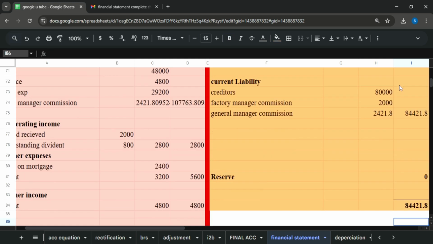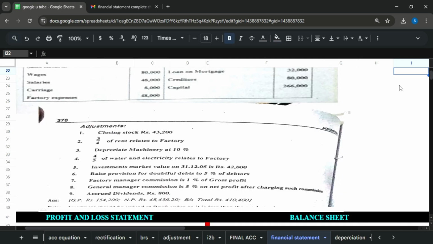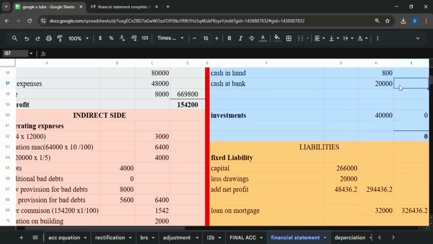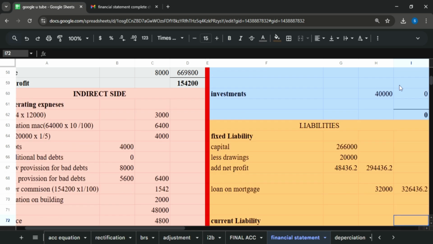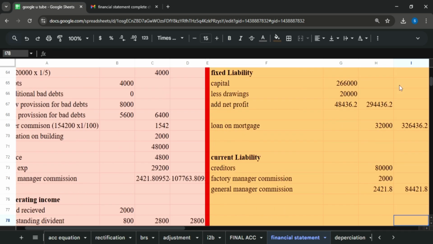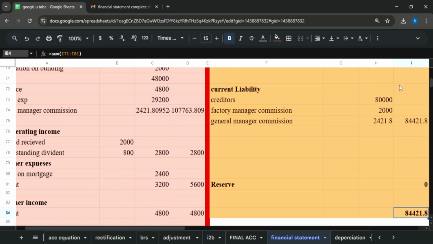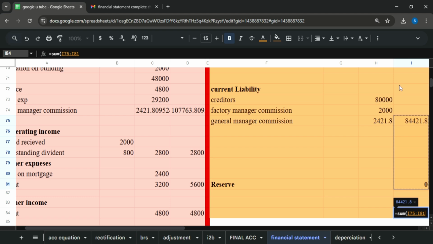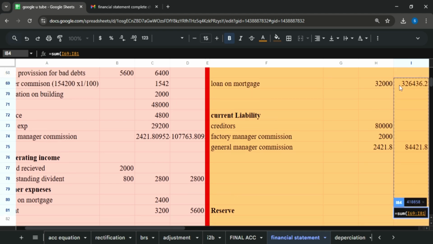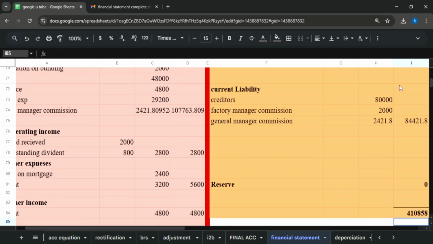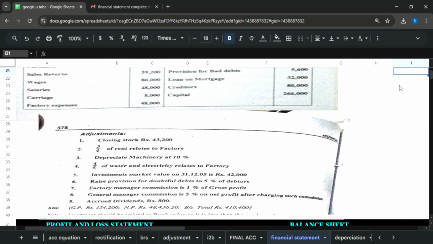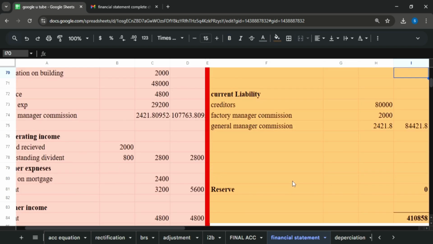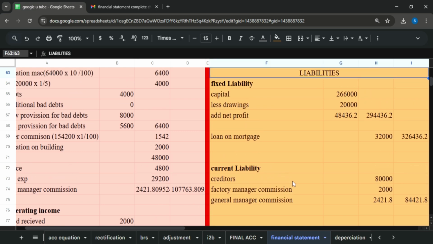There is no reserve. Okay, so here we will be calculating our liability side, and let's take the sum of, look at this, reserve, and then current liabilities, and this amount of fixed liability. 410,858, 410,400. Okay, we'll have to see. Now first we will complete, then we will be coming back to this fixed liability.